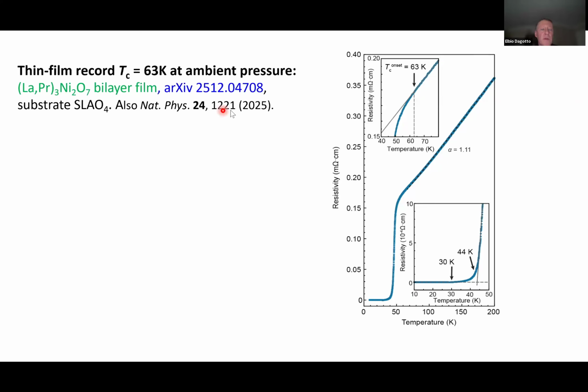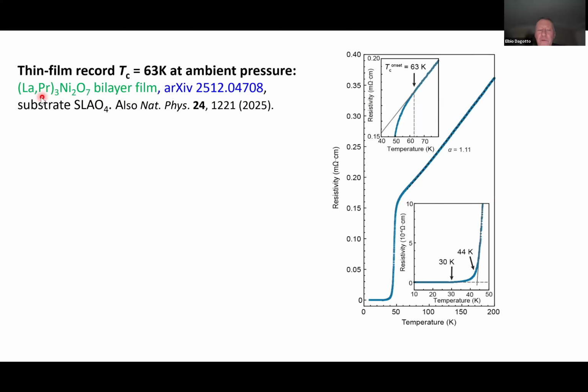In December, this paper appeared in the arXiv with a record TC of 63 Kelvin for thin films. This is in a mixture of lanthanum and praseodymium. That's a little mysterious for the theorists, but the experimentalists seem to have converged to the notion that a partial replacement of lanthanum by praseodymium somehow makes for better samples. Don't ask me why, but in practice, this is what happens.